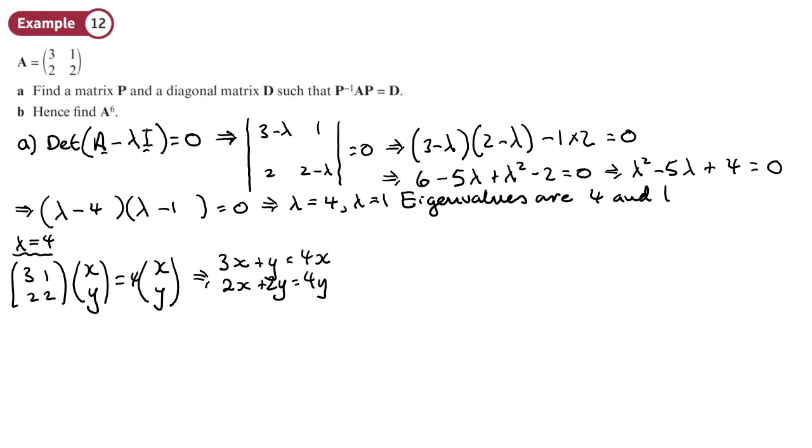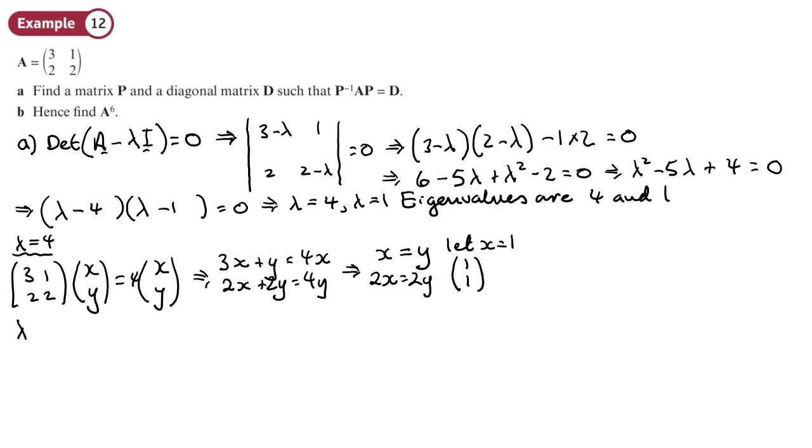Let's see what equations that gives us. So for the top one, if we take away 3x from both sides, we'll end up with x equals y. We'll do the same for the bottom. We should get the same equation. So if we take away 2y from both sides, then we'll get 2x equals 2y, so that's telling us the same information. We'll let x equals 1, and that will give us an eigenvector of 1, 1.